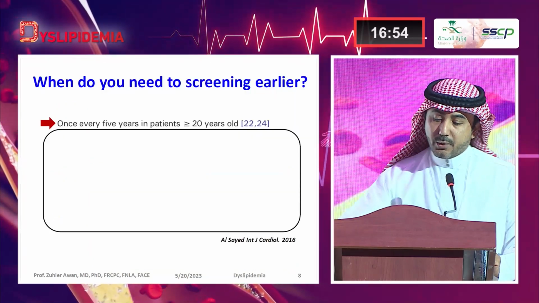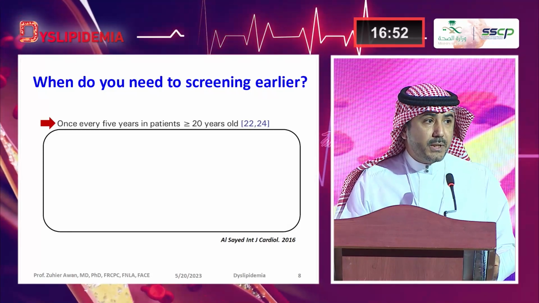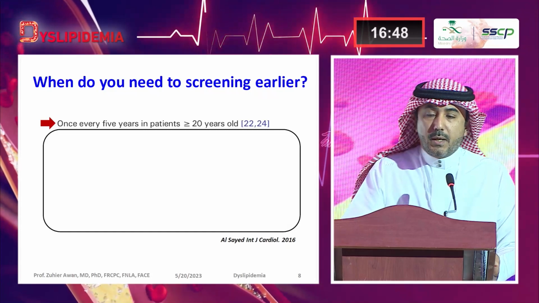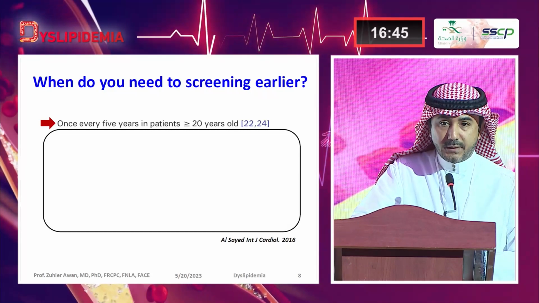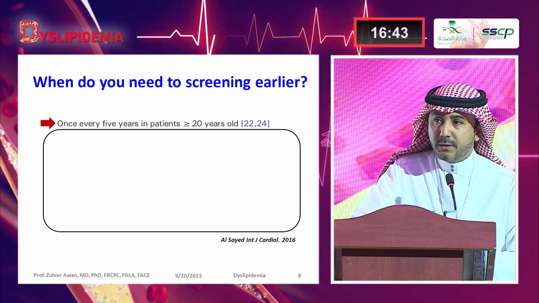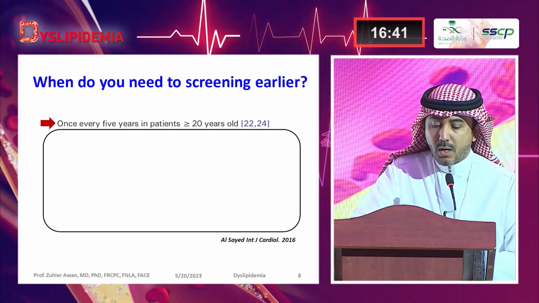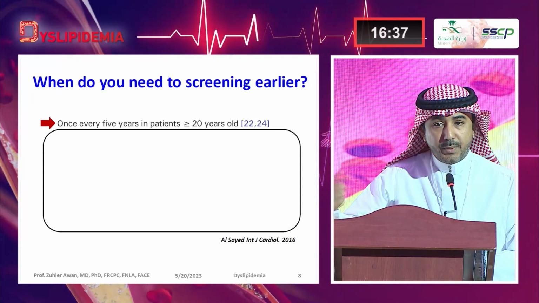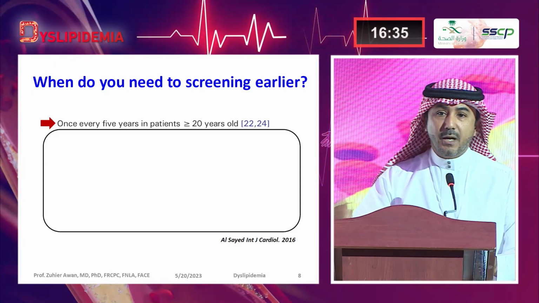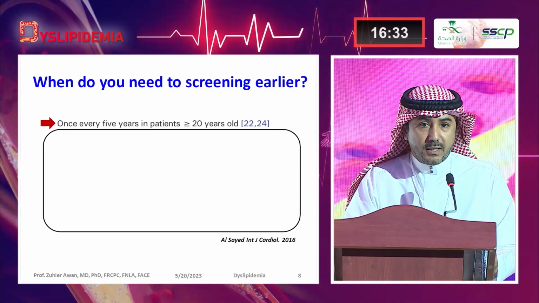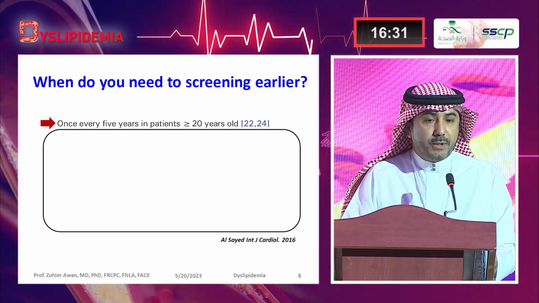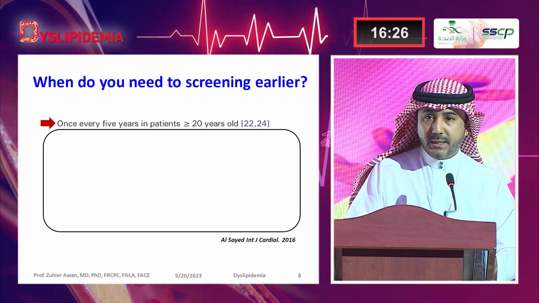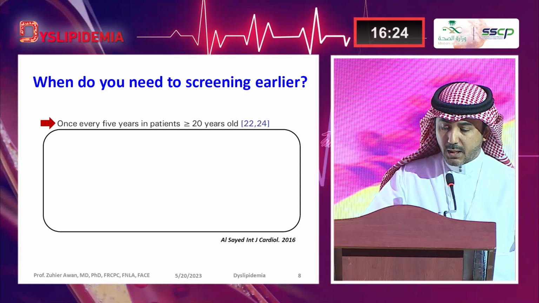The other question, when do you need to screen for hyperlipidemia? In the previous consensus guidelines in 2016, we advocated to screen every individual above 20 years. If it's normal, then you repeat every 5 years. And actually in our new Saudi guidelines, we did the same. We advocate to screen all individuals above 20 and rescreen every 5 years if it's normal.